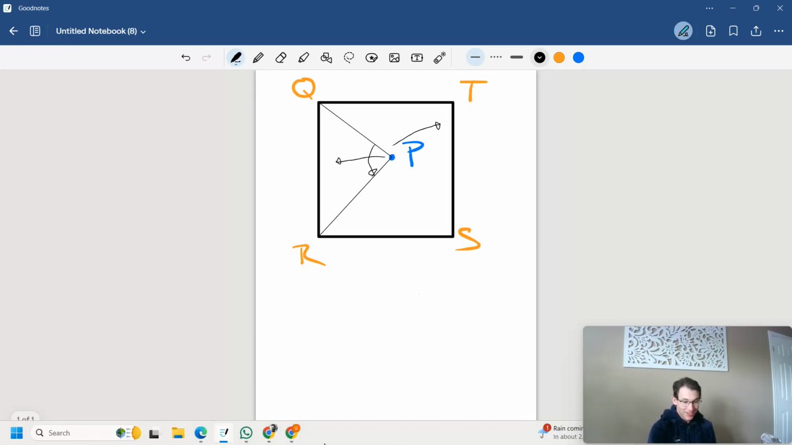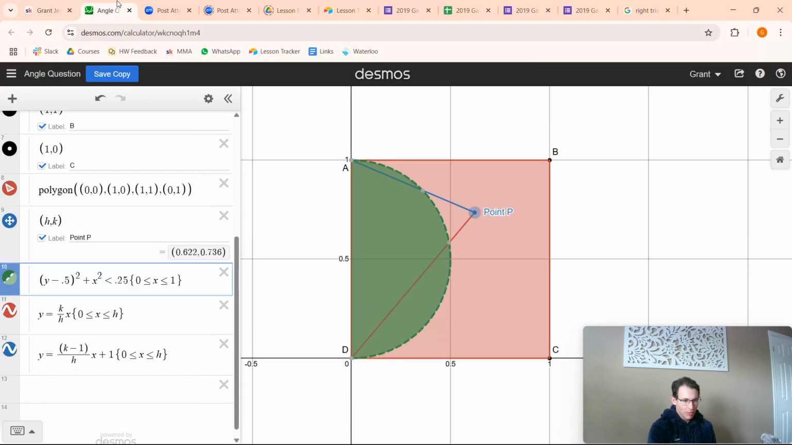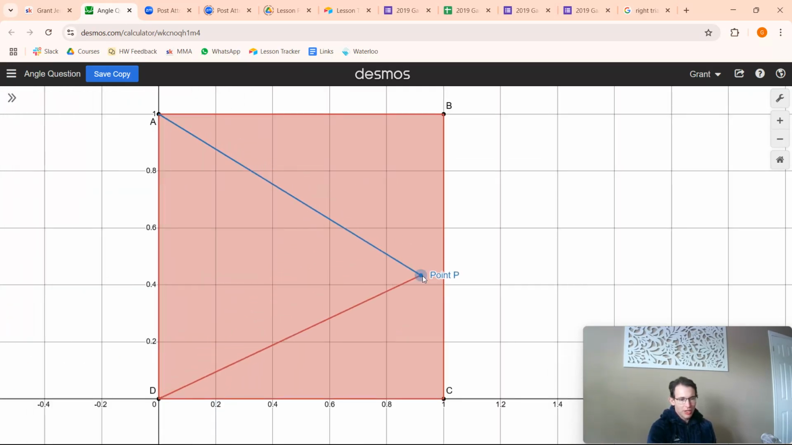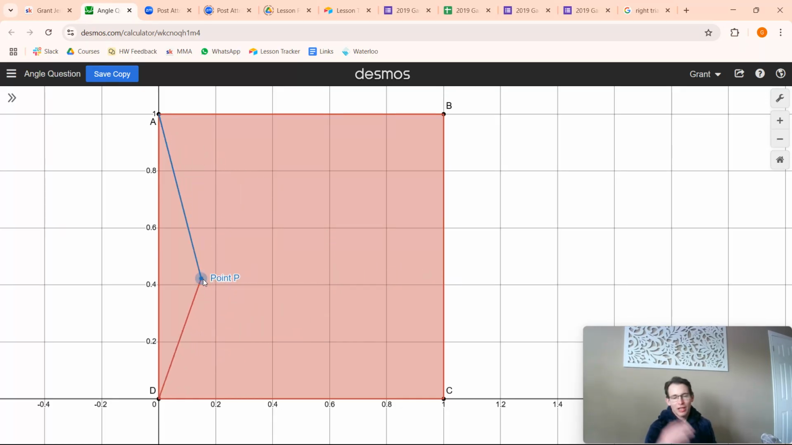Wouldn't it be nice if I had a beautiful Desmos visualization for you about this? Okay, let's take a look at this here. Here's point P. When I have point P out here, clearly acute. When I pull it in close, clearly obtuse. But we want more than just proof by just looking at it or just guessing.